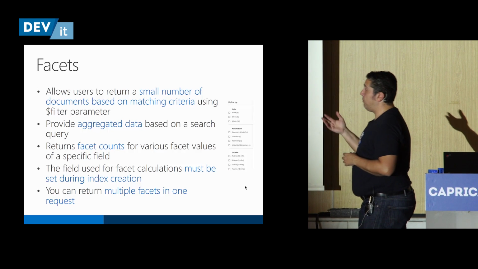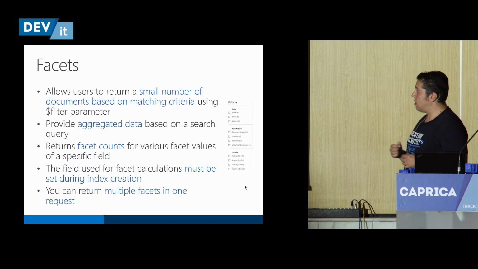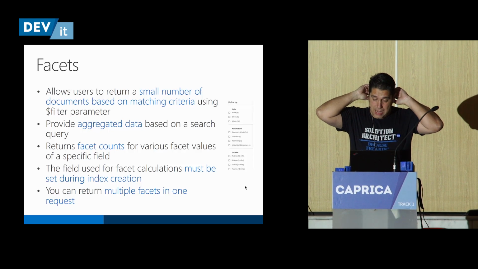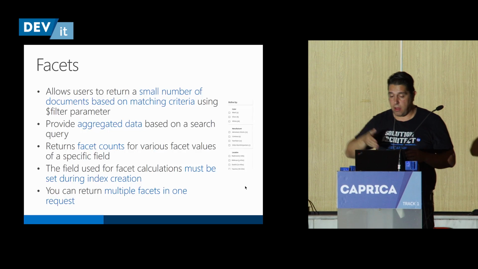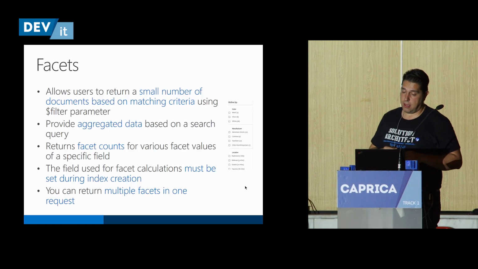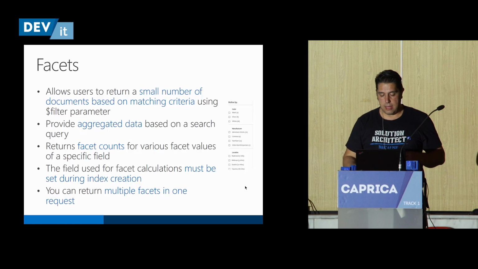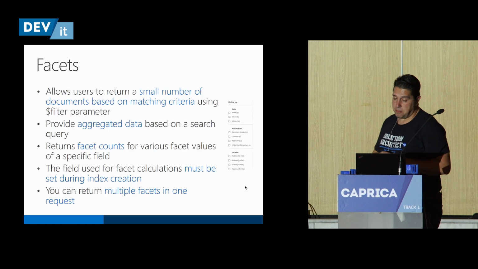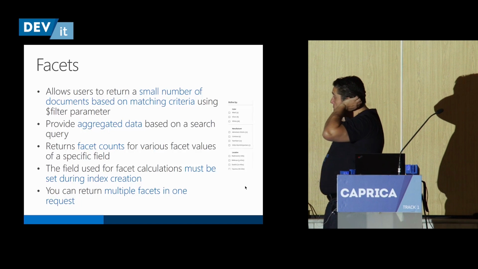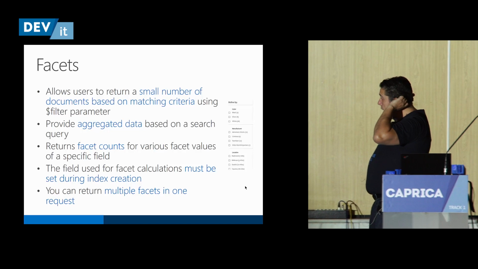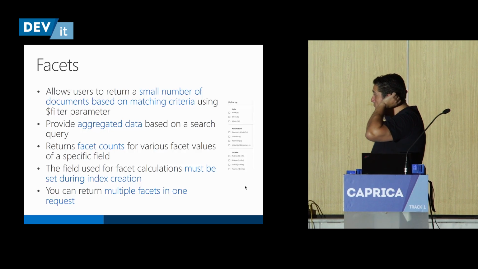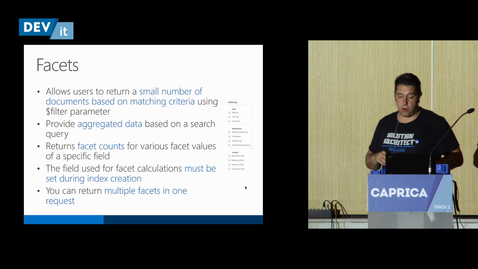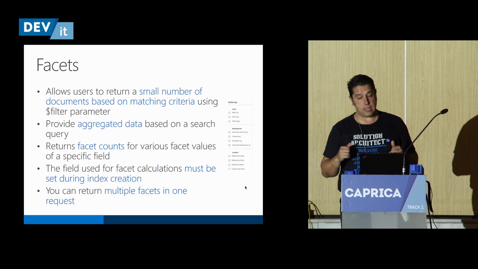Another useful feature that we've talked about is the facets, which allows us to return a smaller number of documents based on matching criteria selected from our left column, and provide aggregate data based on the search query arguments that we provide. Of course, we can support facet counts for various values of specific fields, and the field used for facet calculation might be set during the index creation.